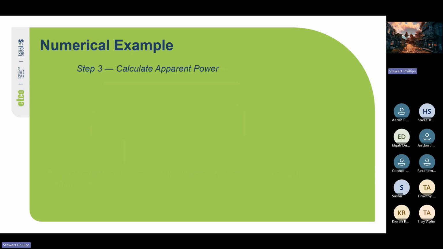Cool. Then we have step 3. We need to calculate our apparent power. So have a go at calculating what our apparent power is.